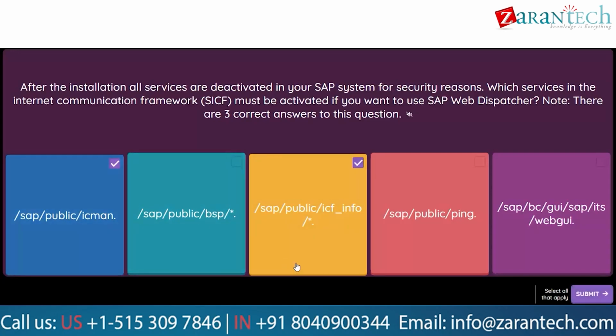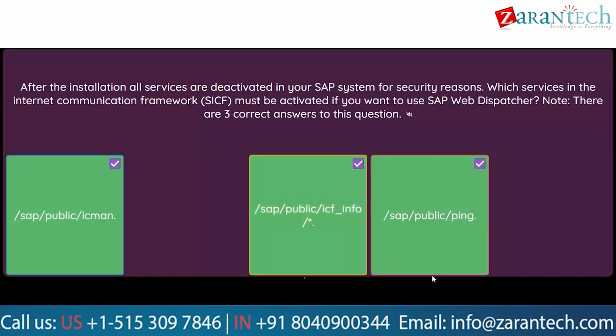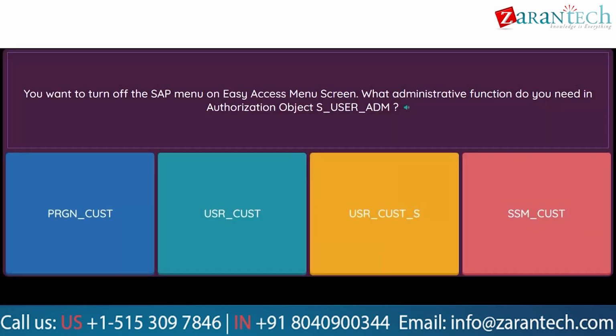Question: You want to turn off the SAP menu on the Easy Access menu screen. What administrative function do you need in authorization object S_USER_ADM? Option 1, PRGN_CUST. Option 2, USR_CUST. Option 3, USR_CUST_S. Option 4, SSM_CUST.